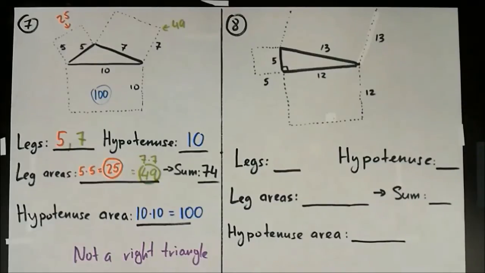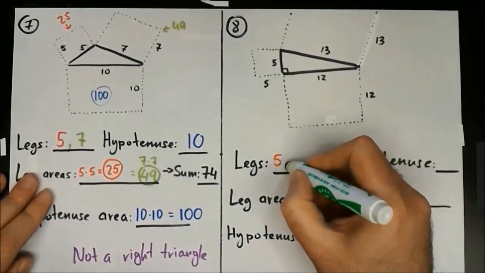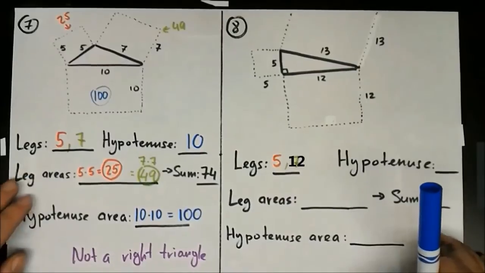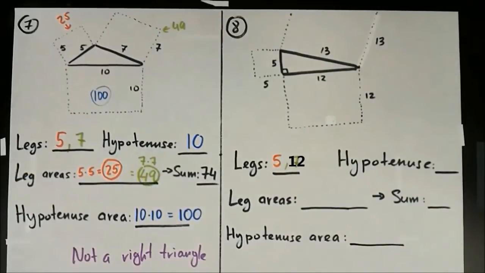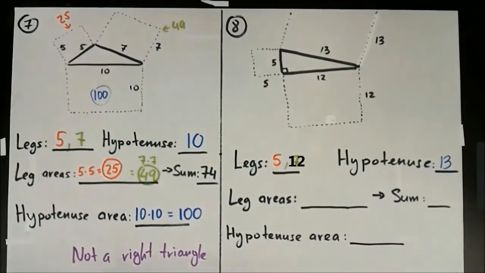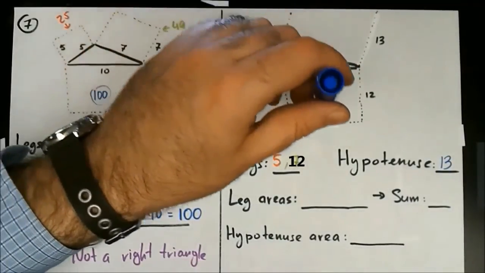Alright, number 8 works out in a very similar fashion. Once again, can someone list me the two legs of this triangle in question? 5, the shortest leg, and 7, the long leg. And what's the hypotenuse? What's the longest side of this triangle? 13, right there. Alright, now what are the two areas formed by the two legs? So they're asking you for this square right here and this square right here. What are the areas of these two squares?